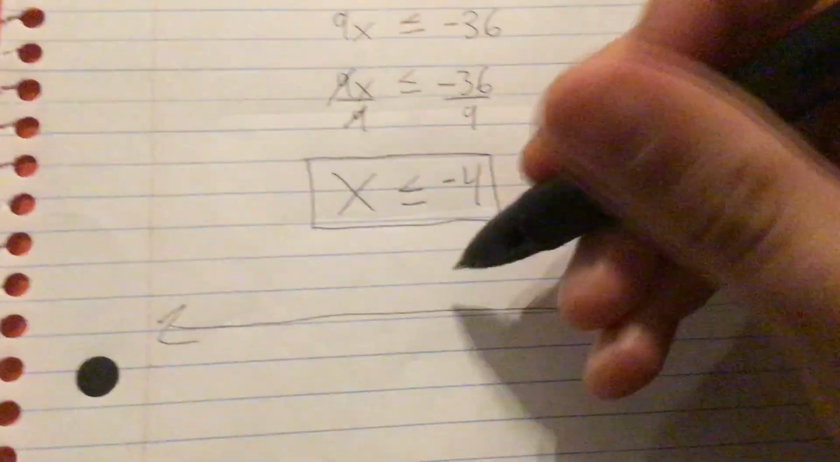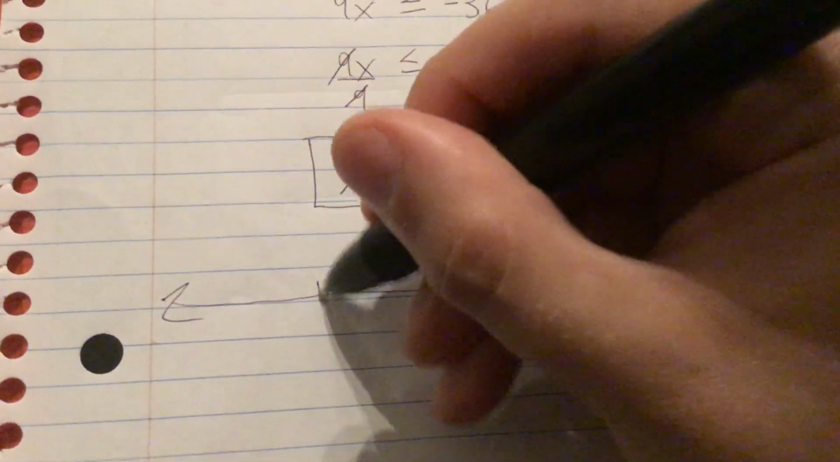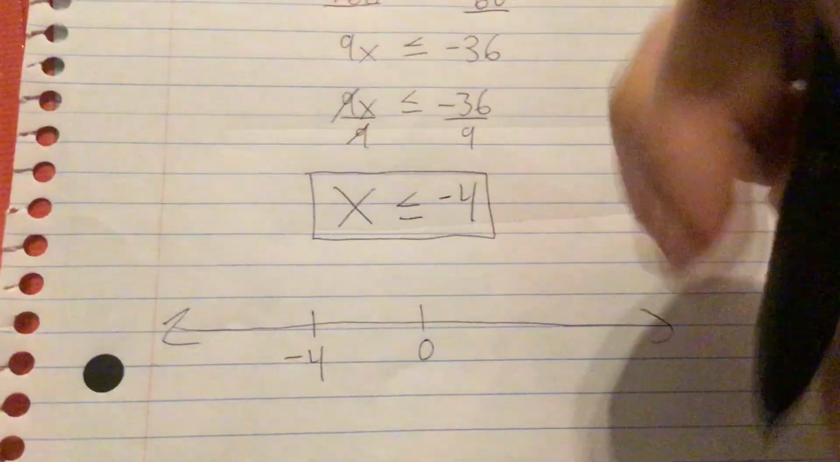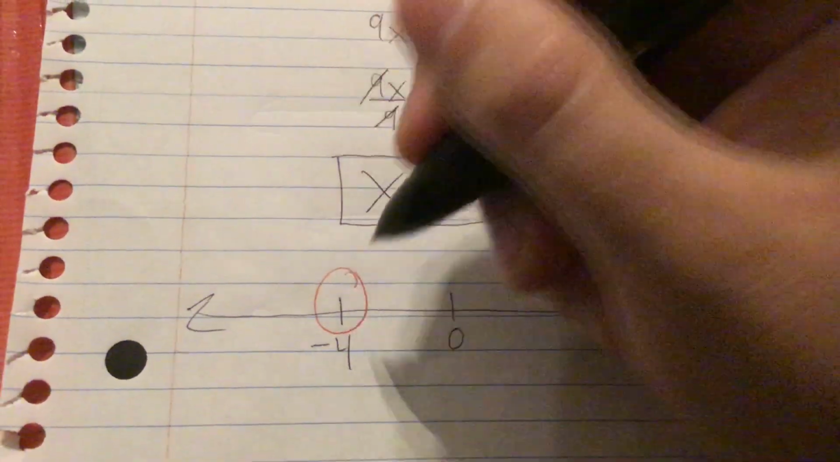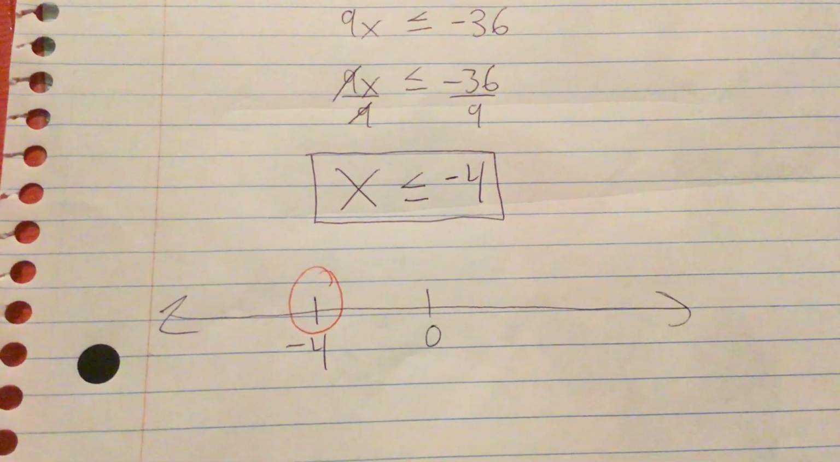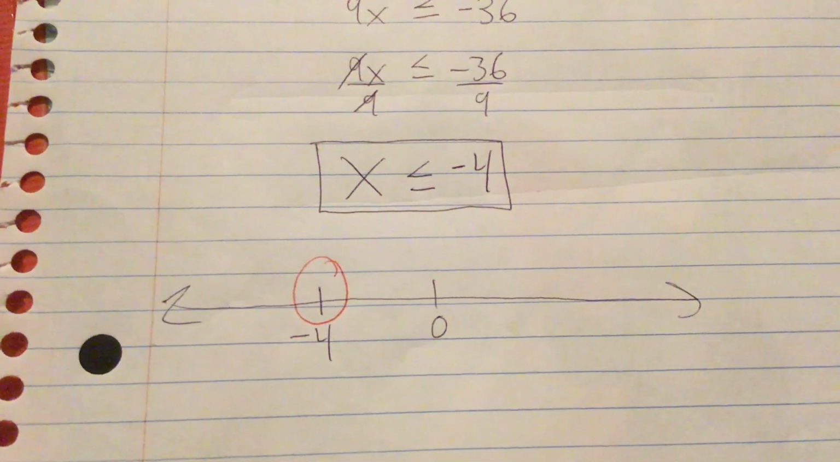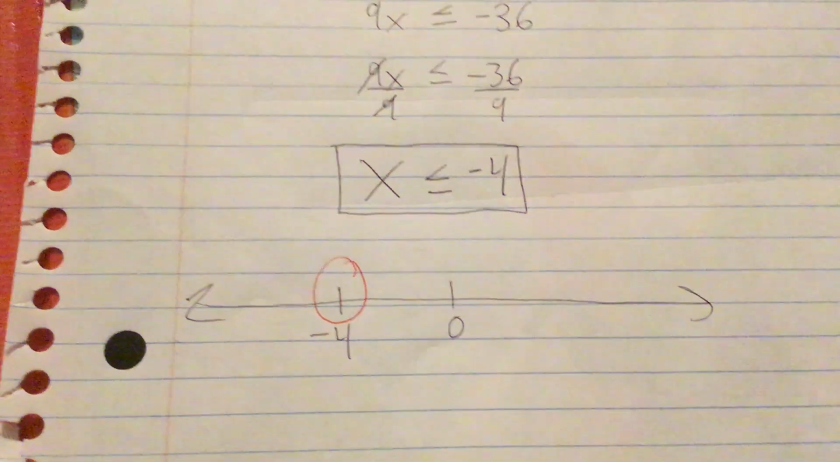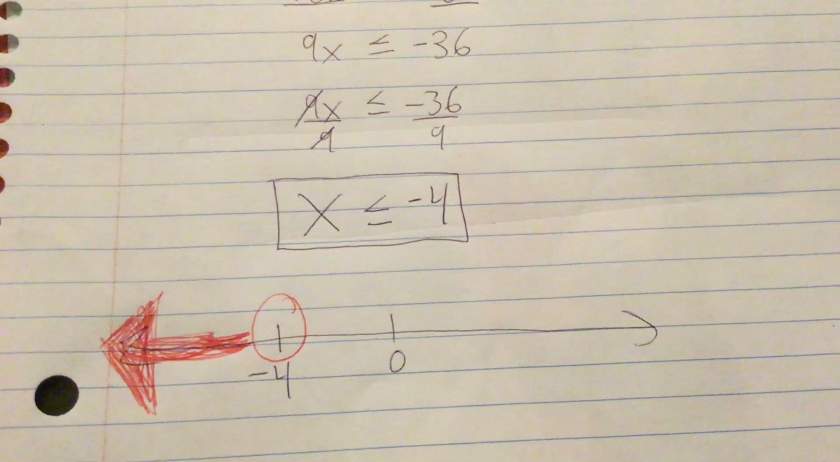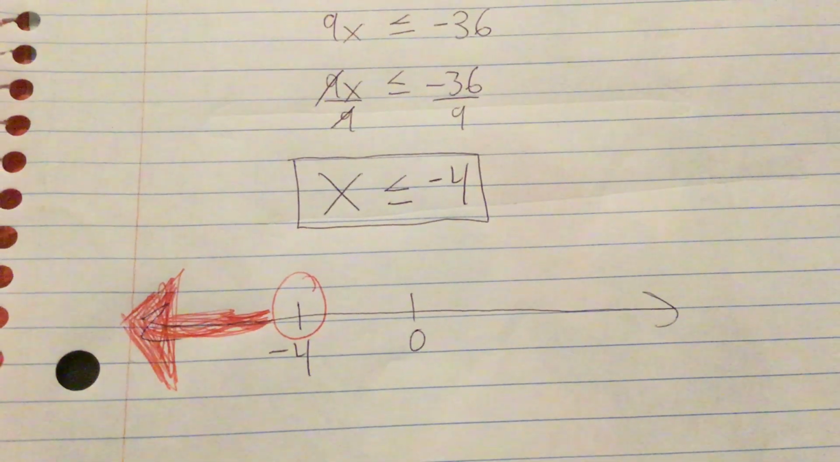So I'm going to put 0 in the middle. I'm going to put negative 4 on the left side. I'm going to circle my negative 4. Where do we shade if x is legally allowed to be any real number less than or equal to negative 4? I'm going to shade to the left. And we put a big arrow to go to negative infinity and beyond. Finally, is the endpoint itself included? Yes, negative 4 is included.